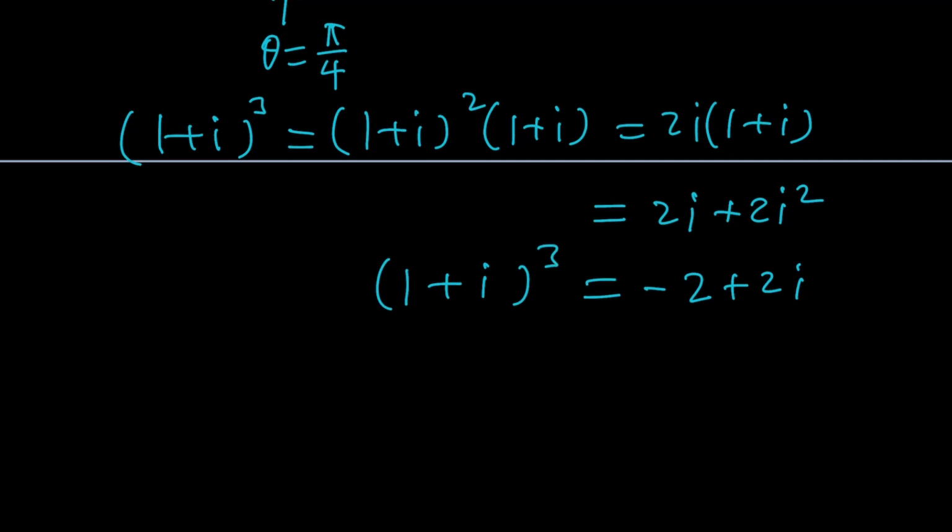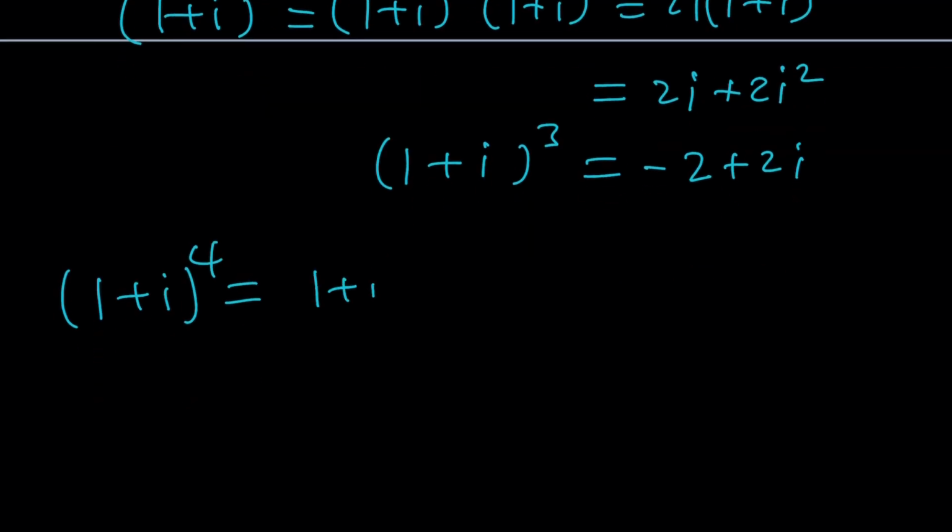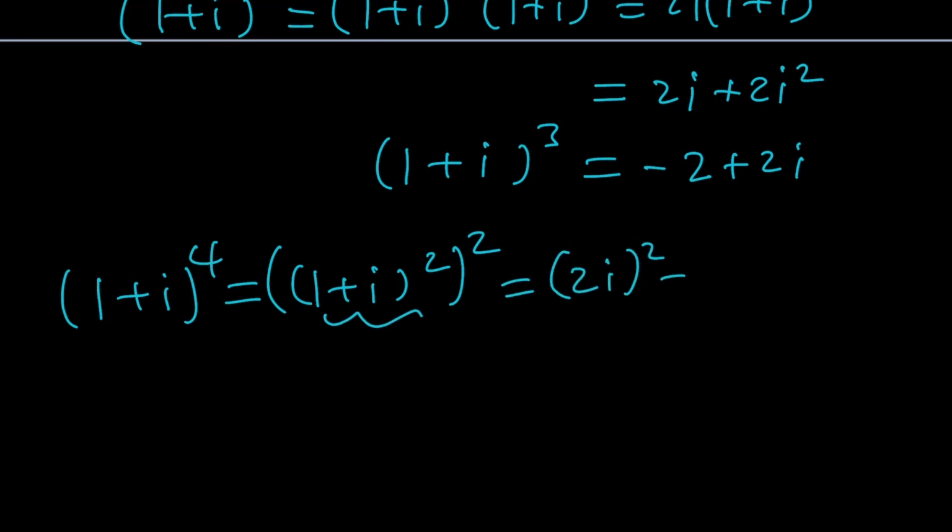And let's do the fourth power. See if we can find something interesting. Maybe we'll do a couple more powers. (1 plus i) squared can give us the answer. This is 2i. (2i) squared is 4i squared. i squared is -1, so this is going to be -4.